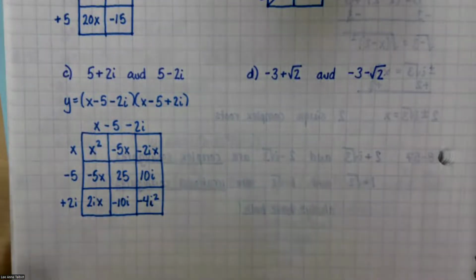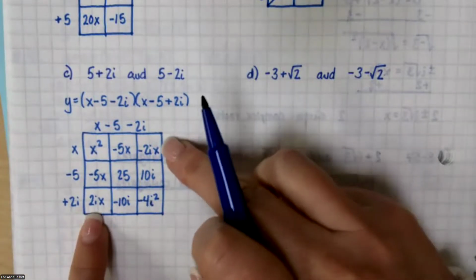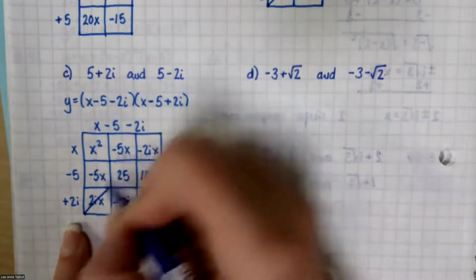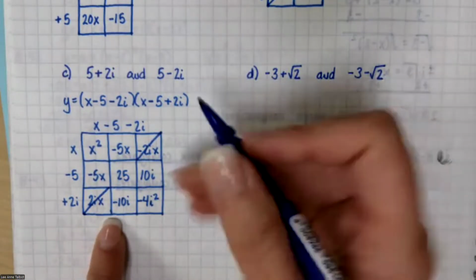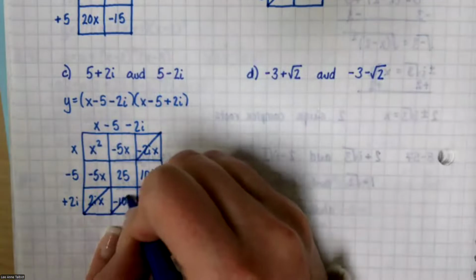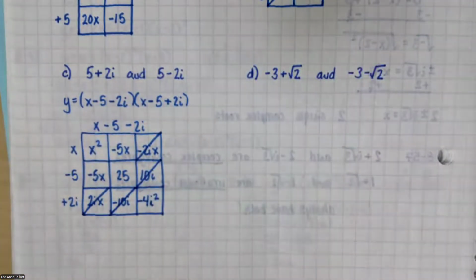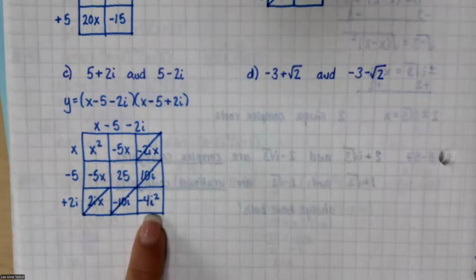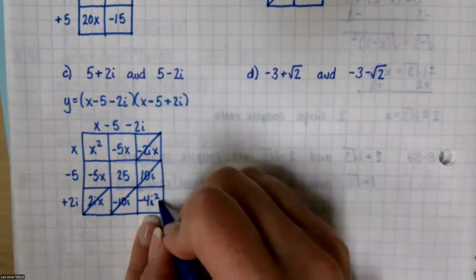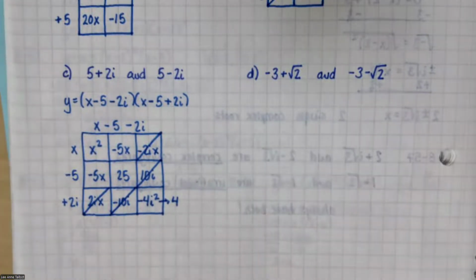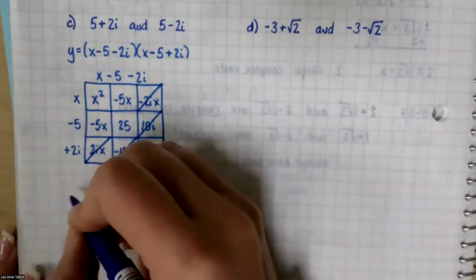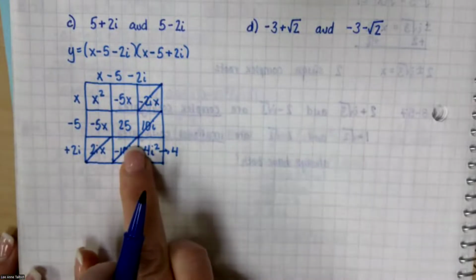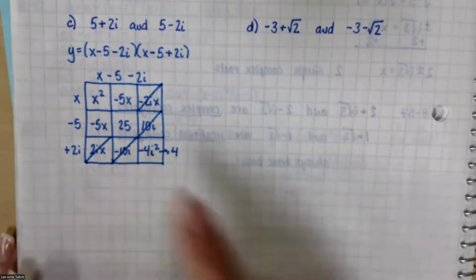Okay, now pattern detection. These two boxes will always cancel. You don't even really need to write anything in them if you don't want to. Some students just shade them. These two boxes will always cancel. And this box will always simplify. What is negative 4i squared? 4. Like positive 4i squared? Then that would become negative 4.